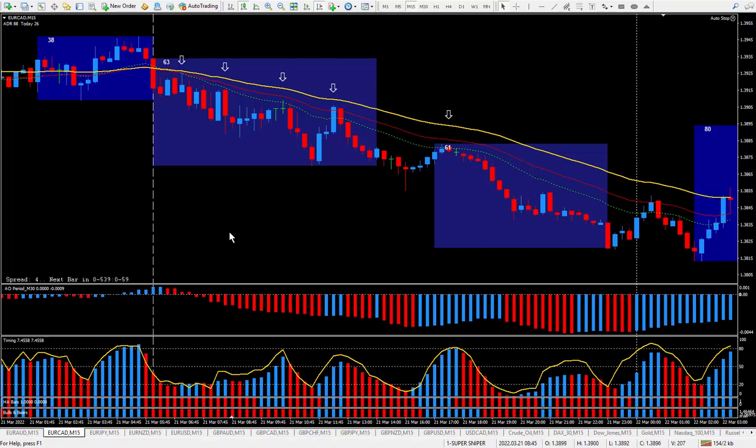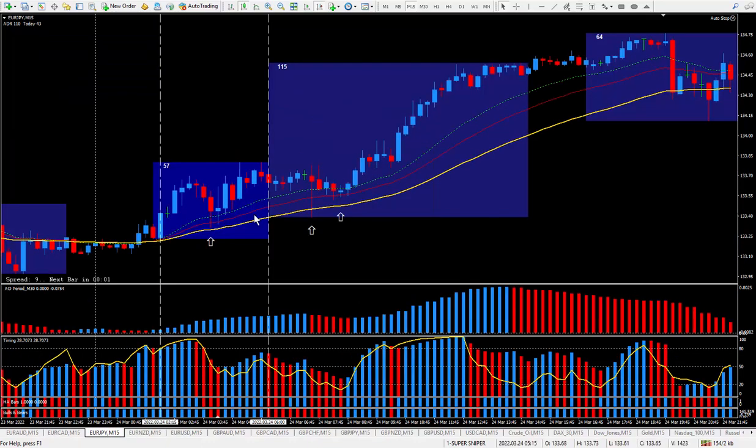And that's the way trading is. Super easy, a lot of fun using the Super Sniper. Let's run a check on this Euro Yen.